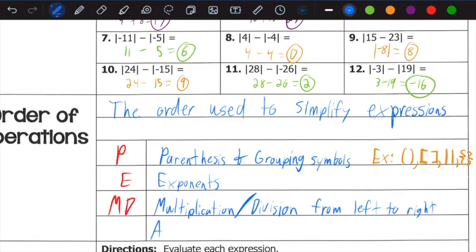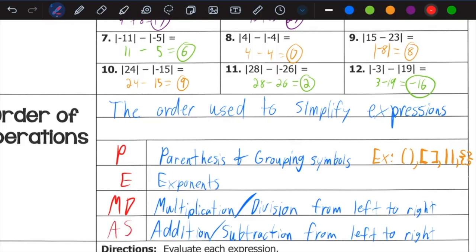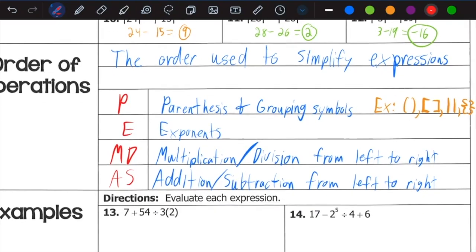And then our fourth and final step is doing any addition and subtraction. And like multiplication and division, this would be done from left to right. And so we'll use A and S. So similarly, we don't just do addition first, we don't just do subtraction first. It just depends on whichever one appears on the left side or further left.